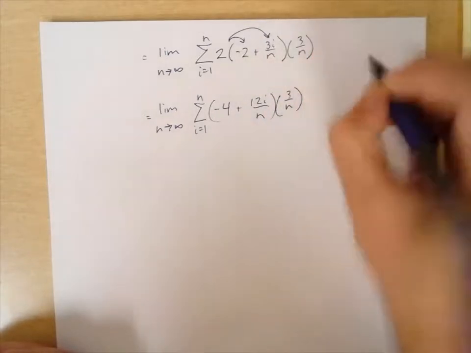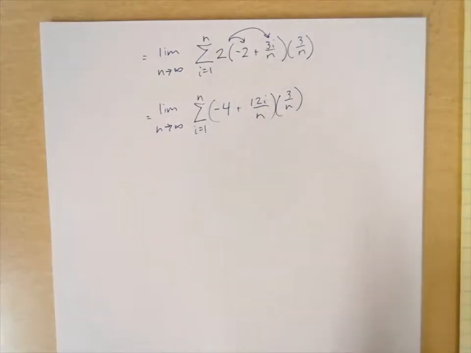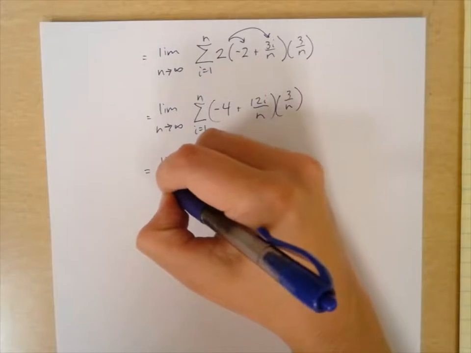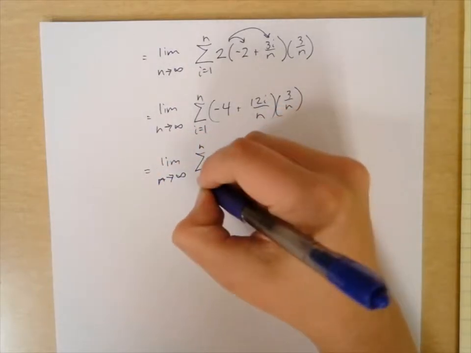And now, next, we're going to take this 3 over n, and we're going to distribute it. And when we do that, again, the first half stays the same. I'm not going to keep saying that out loud because it is lengthy.